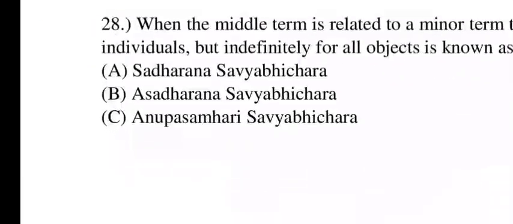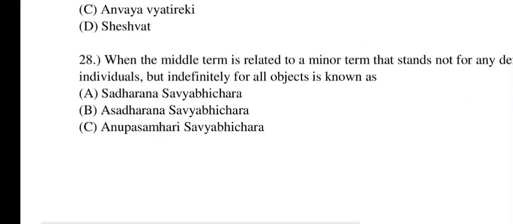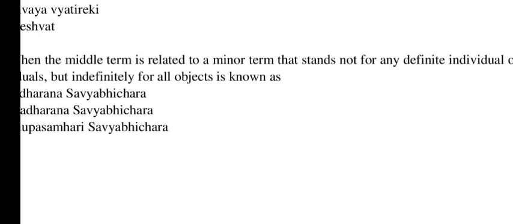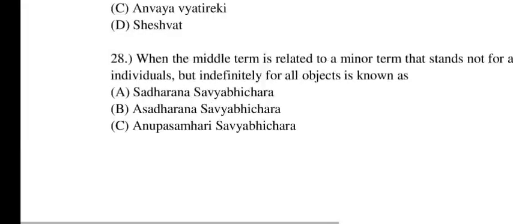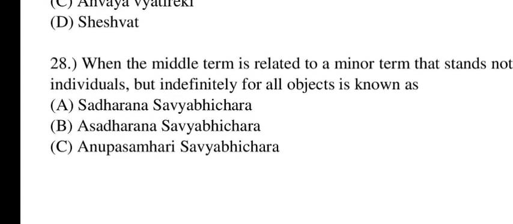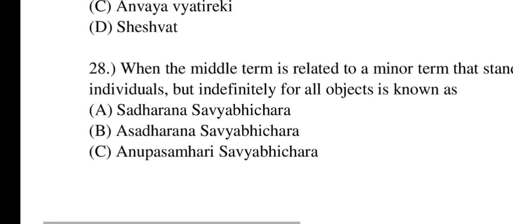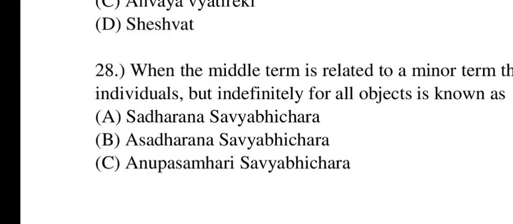27 done. 28 says, when the middle term is related to a minor term that stands not for any definite individual or class of individuals but indefinitely for all objects, it is known as what? It will be too hard for me, but let me try.